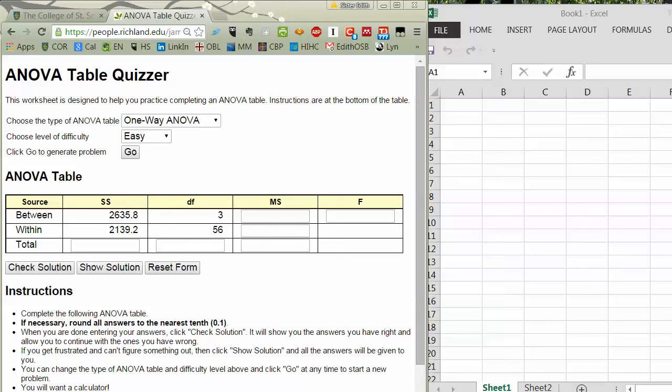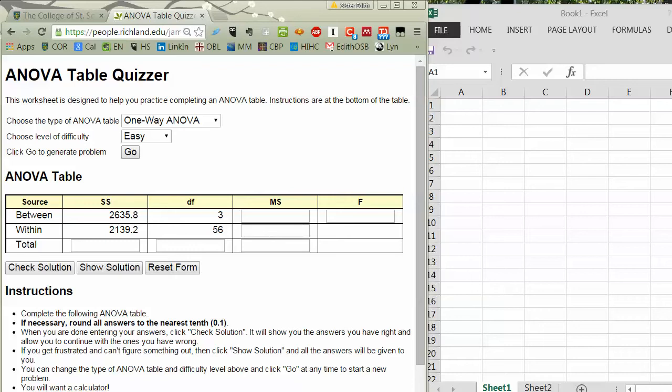I thought I'd make a short video to show you how to solve one of those ANOVA table quizzers. The link has been in our Blackboard site. And somebody might also wonder, why would you want to do this, other than the fact that it's a little bit like those Sudoku puzzles? The answer is that one of the very best ways I know of to remember the relationships among all of these components of analysis of variance is to learn how they work in this table.